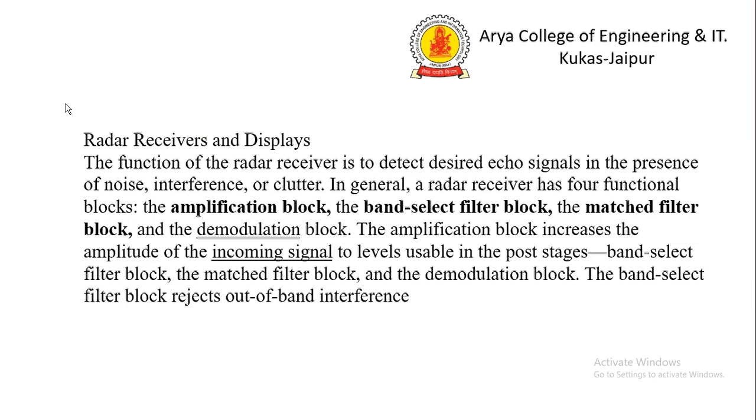In general, a radar receiver has four functional blocks: the amplifier block, the band select filter block, the matched filter block, and the demodulation block. The amplification block increases the amplitude of the incoming signal to a level usable in the post stage. The band select filter block rejects out of band interference.